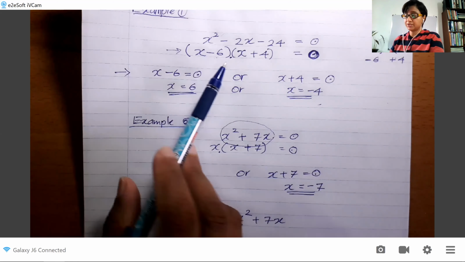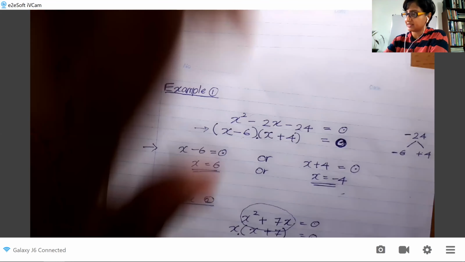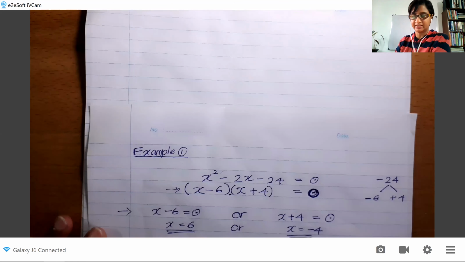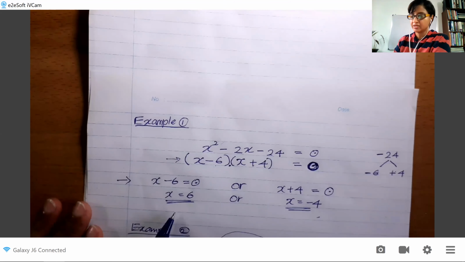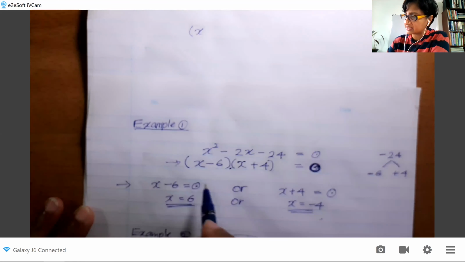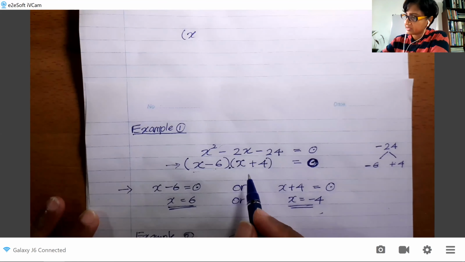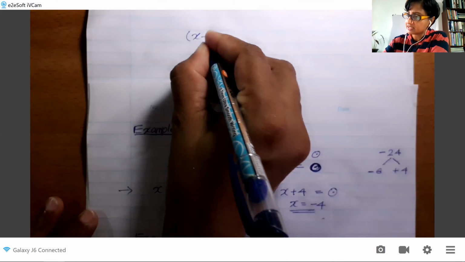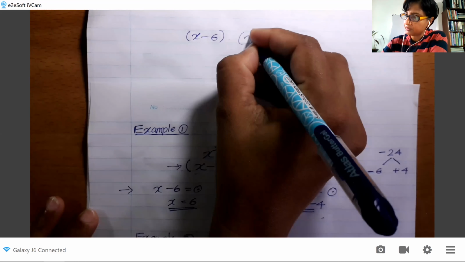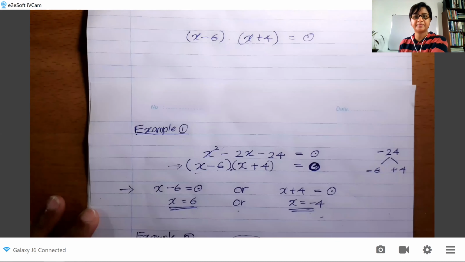Okay. Now, Senithu has a good question. Let me write that again. Now, in the first example, I will keep it like that. You had this step, right? I'm writing this factorized step: x minus 6 times x plus 4 is equal to 0. We had this step, right?